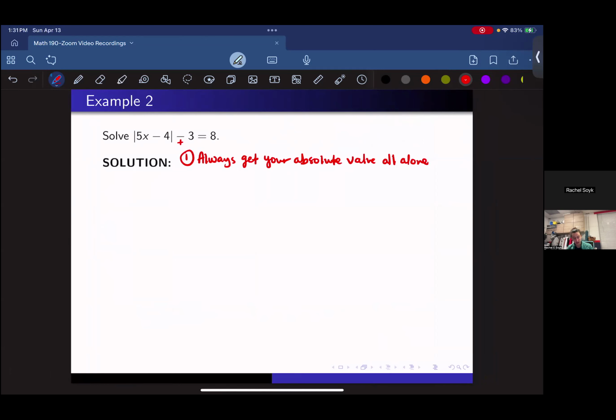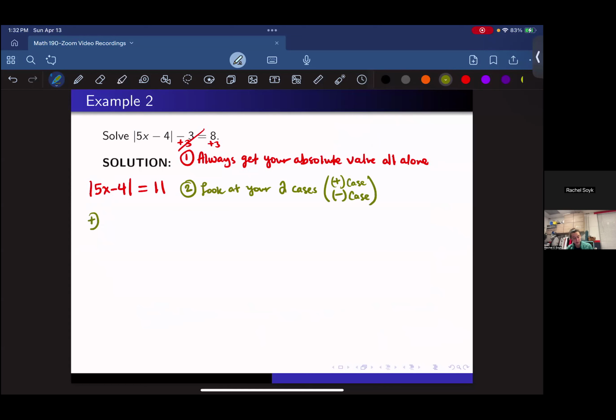So we're going to go ahead and add 3 to both sides so that we're looking at the absolute value of 5x minus 4 is equal to 11. Good. Our second step is to look at your two cases. Your positive case and your negative case.